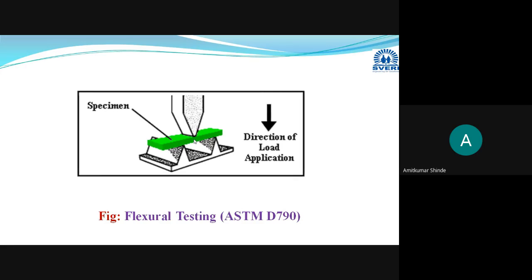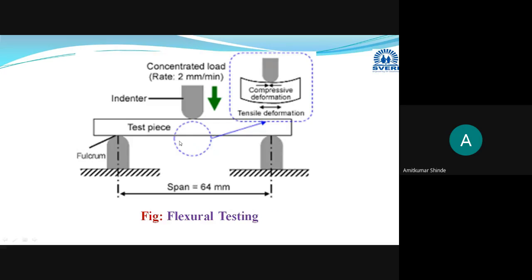So this is the flexural testing. Here we are applying the compression force on the top surface. One more diagram I have collected here. Whichever diagram I have collected, this distance is 120 millimeter, and this is 64. This is wrong. 120 millimeter will be the distance between these two supports.